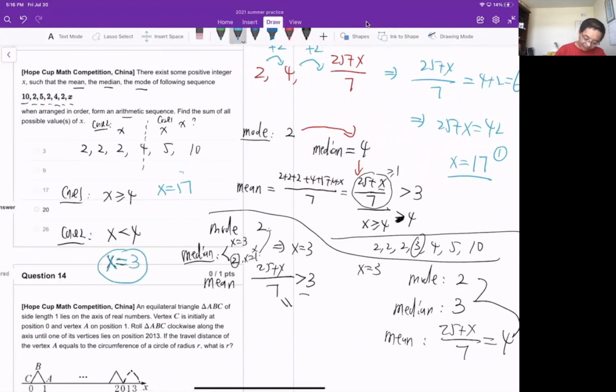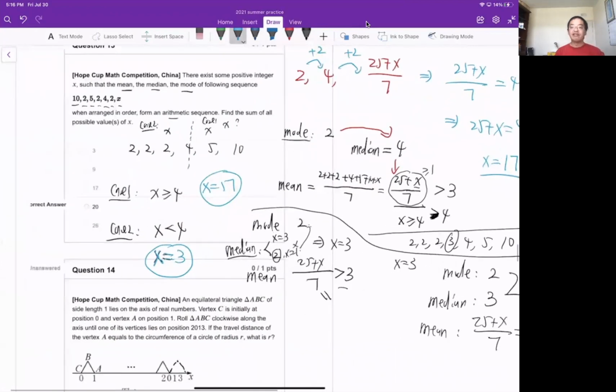Combined together, we have 2 valid options for x, 17 and 2. If I add them together, we get 20. So 20 is the sum of all possible valid values of x.